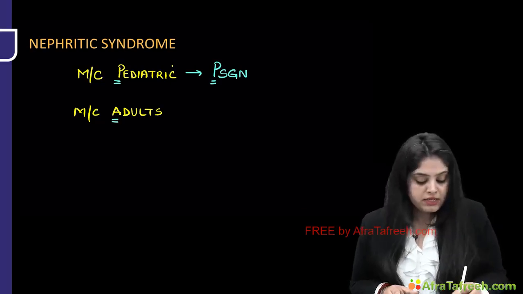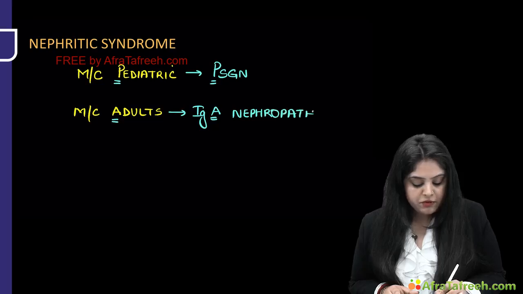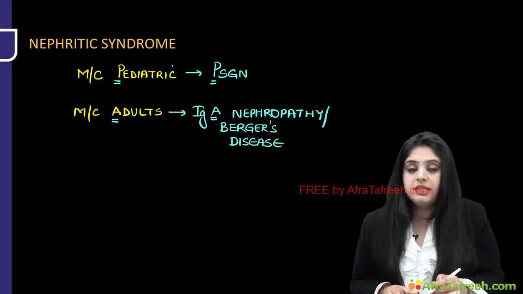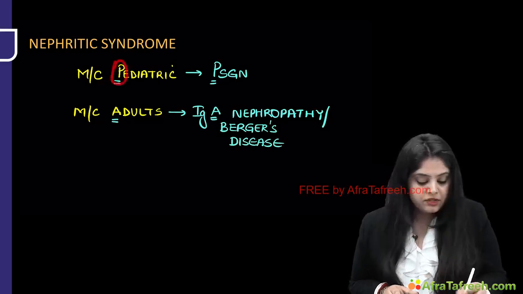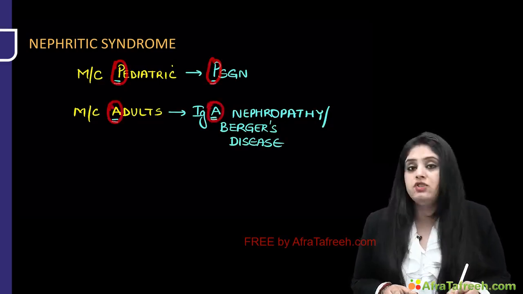And when you're talking about adults, it is A for A. That is going to be a case of IgA nephropathy. There is IgA nephropathy, and the other name of IgA nephropathy is Berger's disease. So please remember, I hope by now you've anyway remembered it. It's really easy to understand. Pediatrics, P for P, PSGN is going to be the answer. Adult, A for A, IgA nephropathy.